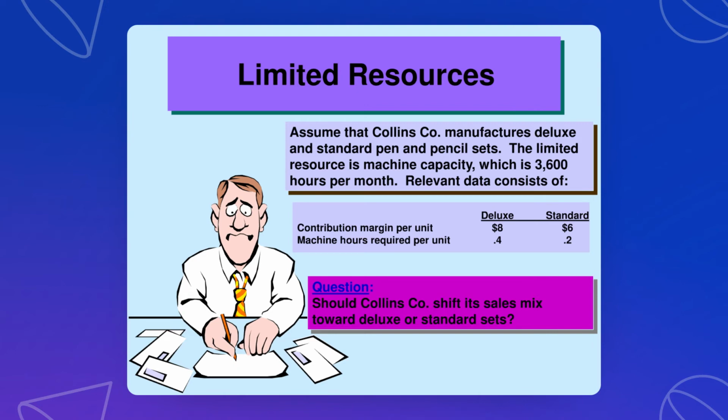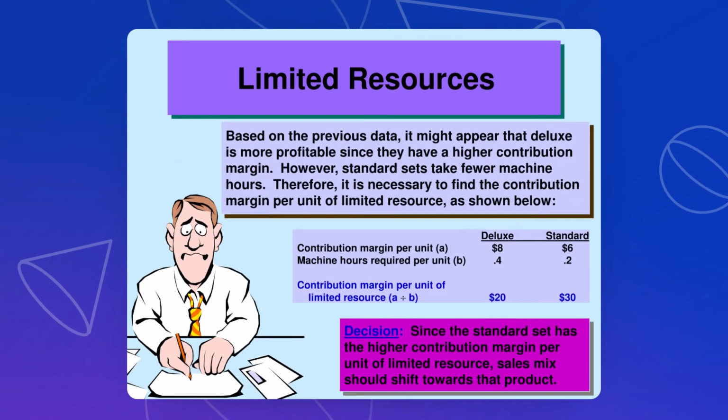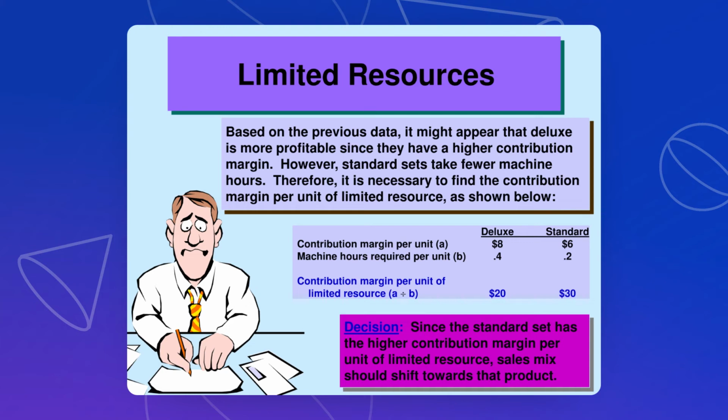Okay, so what will you do, class? Should Collins Company shift the sales mix towards deluxe or standard sets? That depends on what we will do about the standard and at the same time about the deluxe. Based on the previous data, it might appear that deluxe is more profitable since it has the higher contribution margin, 8 versus 6. However, please take note that the standard sets take fewer machine hours because you only need 0.2. That's because of the limited resources.